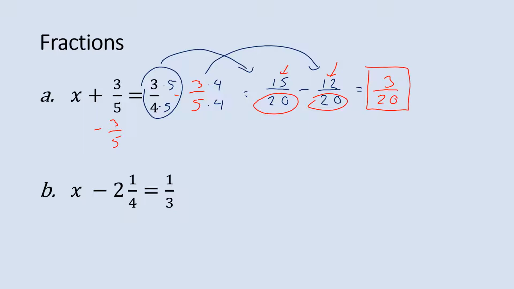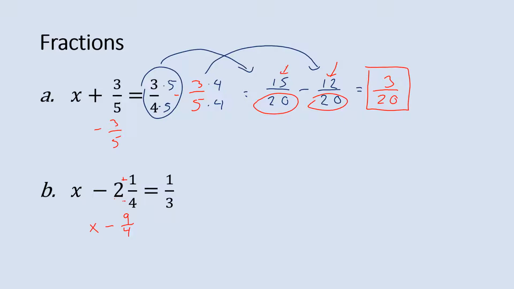Now in part B, this one has an extra step because we have what's called a mixed number, which is a whole number paired with a fraction. And to start off, we're going to switch this to an improper fraction. So to do that, we take the denominator, we multiply it by the whole number. So 4 times 2 is 8, and then add the numerator. 4 times 2 is 8, plus 1 is 9, numerator, over 4. Okay, denominator stays the same.